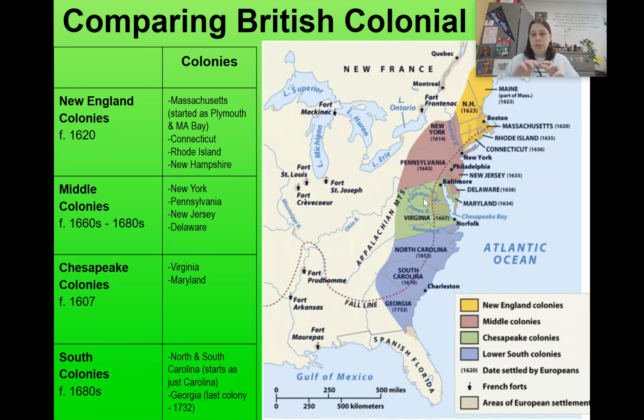Next one down, middle colonies. They're in the dusky red color on the map. Really two important colonies here. New York, which starts out as Dutch and then becomes British in the 1660s. And then Pennsylvania, which is one of those, we use the term proprietary colony, which means that it was given as a gift to someone by the king. In this case, it was given as a gift to William Penn. So New York and Pennsylvania are your central colonies.